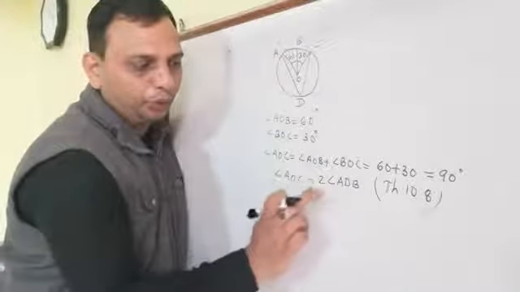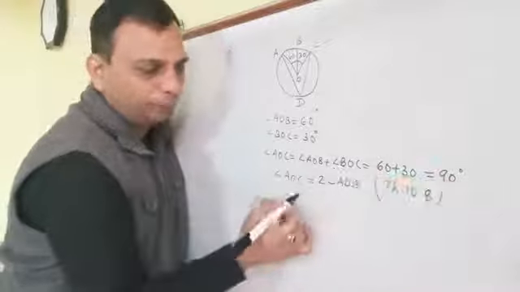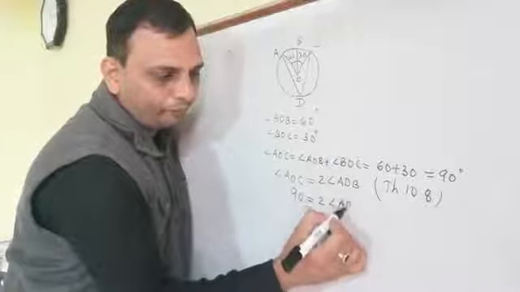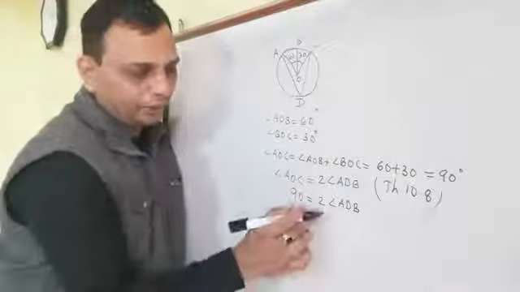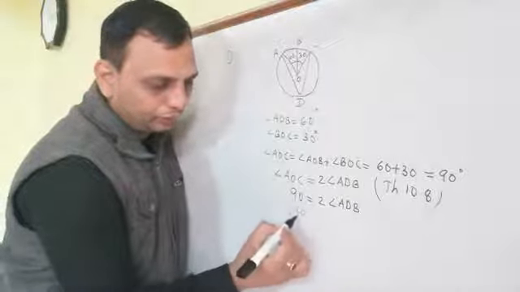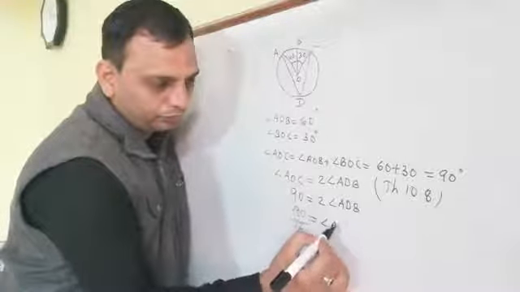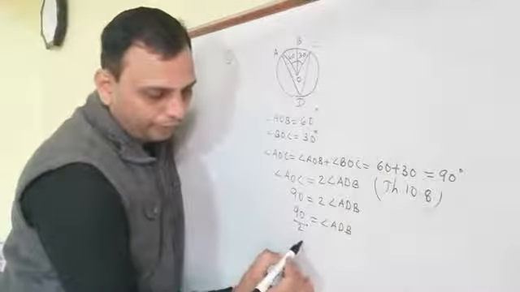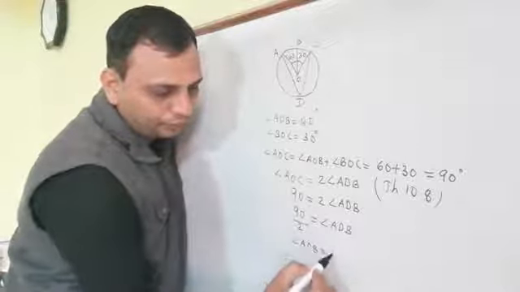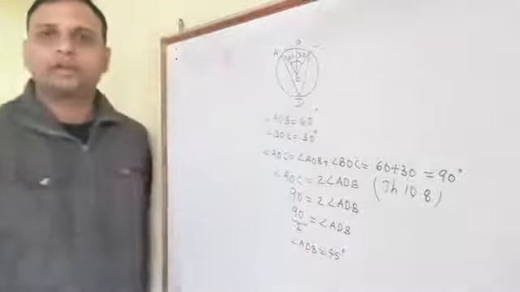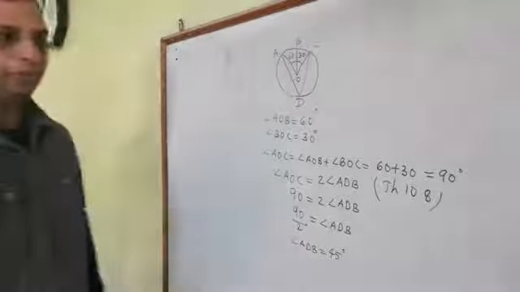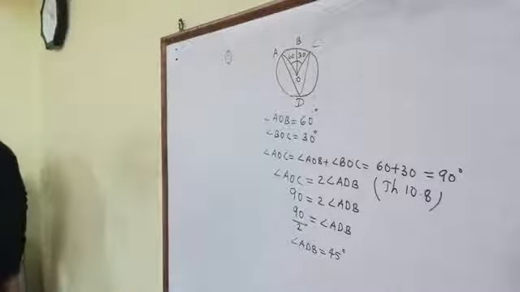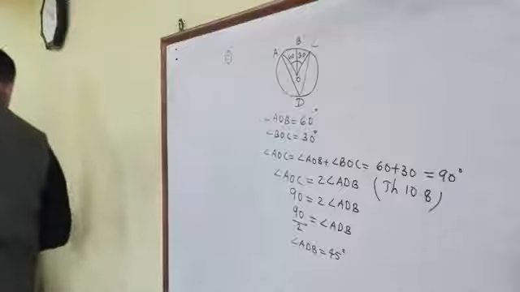Now AOC is equal to 2 times ADB. Now AOC is how much? 90, equal to 2 times ADB. Now 2 will come down, so ADB will be 90 upon 2. So ADB will be equal to how much? 45 degrees, because the angle at the center is double the angle formed in the remaining part of the circle. So we got the 10.5 question solved.